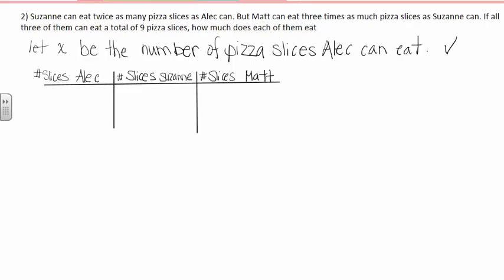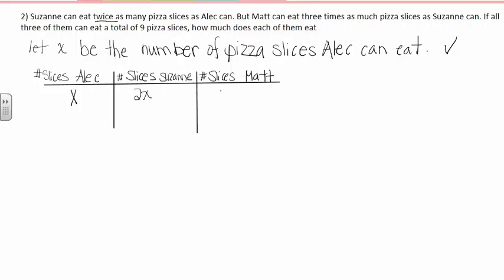I then set up my chart just like we did before, and we know that the number of slices Alec can eat is x. To figure out Suzanne's, we go back to the question. Suzanne can eat twice as many pizza slices as Alec. So twice as many means multiplication. So twice as many as Alec, which is x.